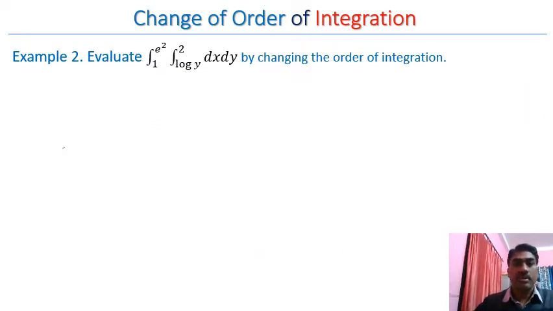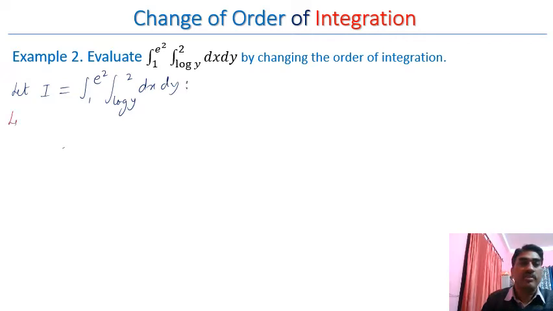Now let us take another example. Evaluate the integral from 1 to e square, log y to 2, dx dy. The integral is actually easy, but I am interested in showing you how to change the order and how to integrate after the change of order. So let us name this integral I is equal to integral 1 to e square and log y to 2 dx dy. Now write down the limits.